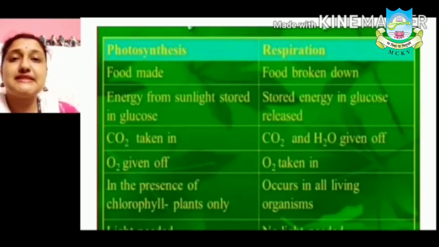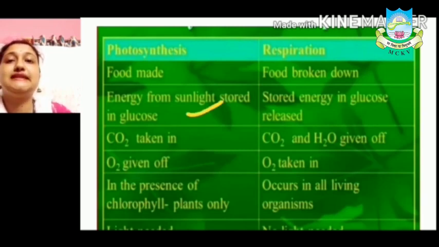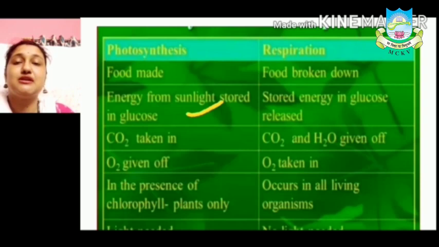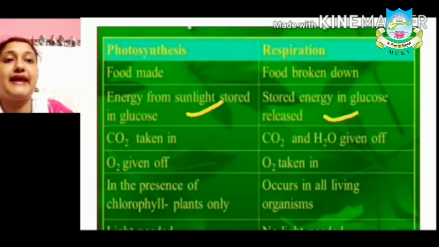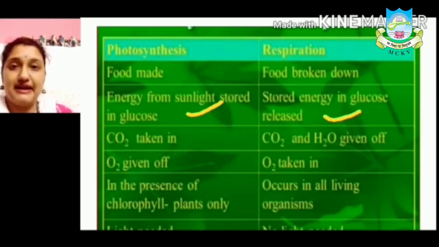In photosynthesis, carbon dioxide is taken in. In respiration, oxygen is taken in. In photosynthesis, oxygen is given off. In respiration, carbon dioxide and water are given off. In photosynthesis, energy from sunlight is stored in glucose, which means solar energy is converted into chemical energy. But in respiration, the stored energy in glucose is released, because glucose will completely or incompletely break down and it will release less energy or more energy.